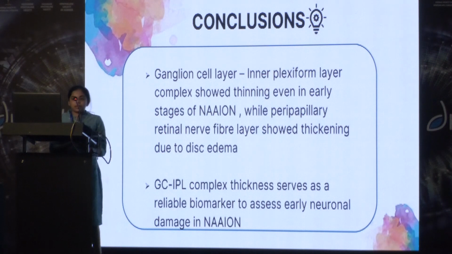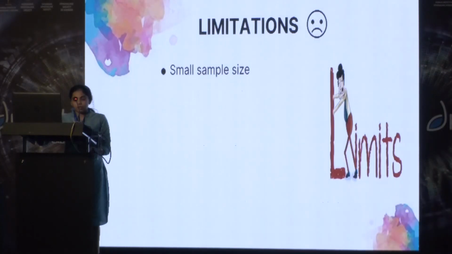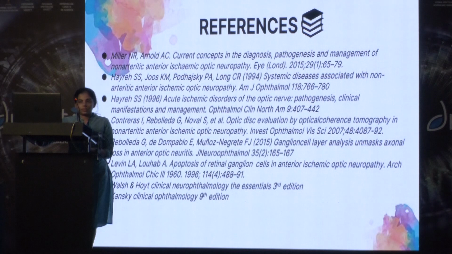So my conclusions are: ganglion cell layer inner plexiform layer complex showed thinning even in early stages of non-arteritic anterior ischemic optic neuropathy, while peripapillary retinal nerve fiber layer showed thickening due to disc edema. So GC-IPL thickness serves as a reliable biomarker to assess early neuronal damage in NAION. Limitations were: it is a very small sample size, only 15 eyes were included in the study. And my recommendations are serial OCT scans in each follow-up visit could be recommended for all NAION patients, and identifying the exact location and timing of changes could help establish a therapeutic window in this condition. These are my references. Thank you.